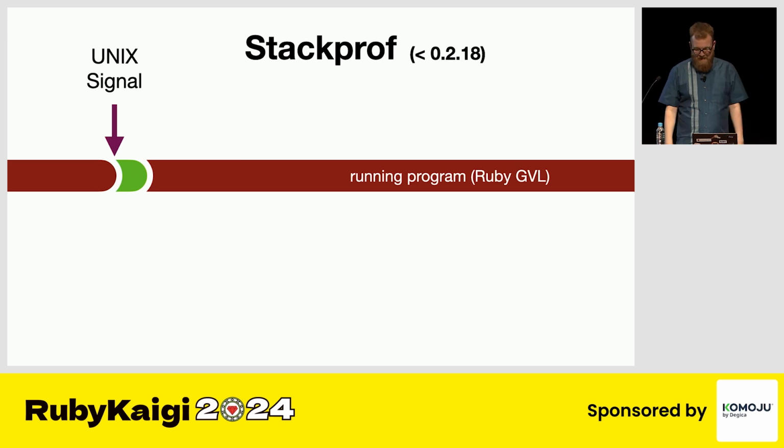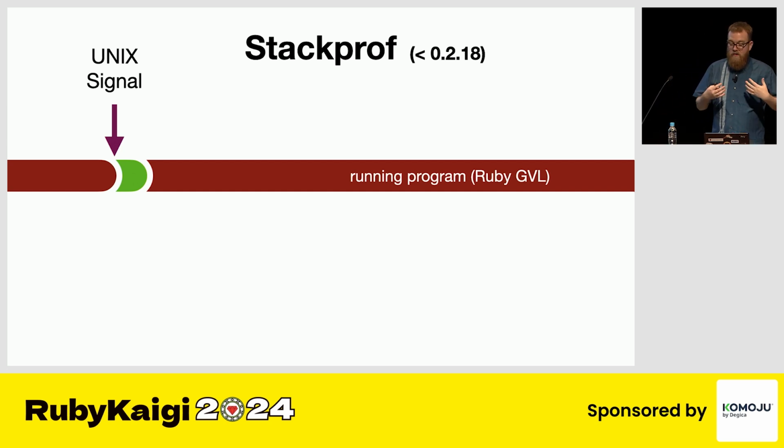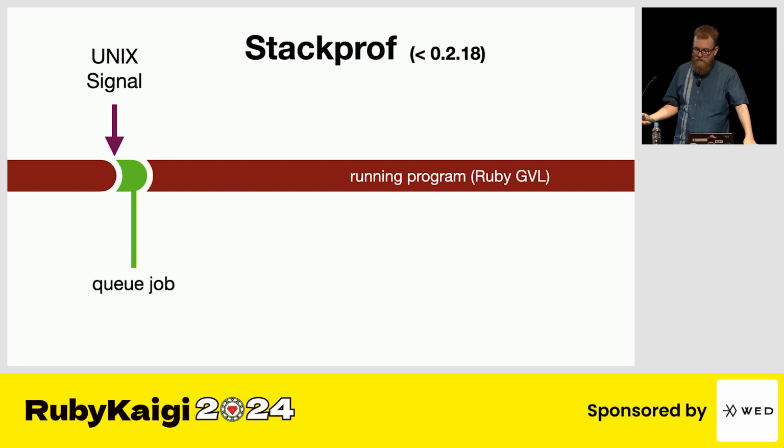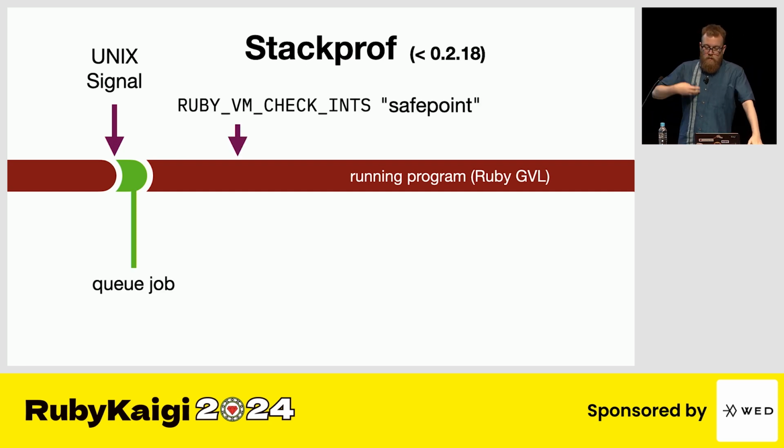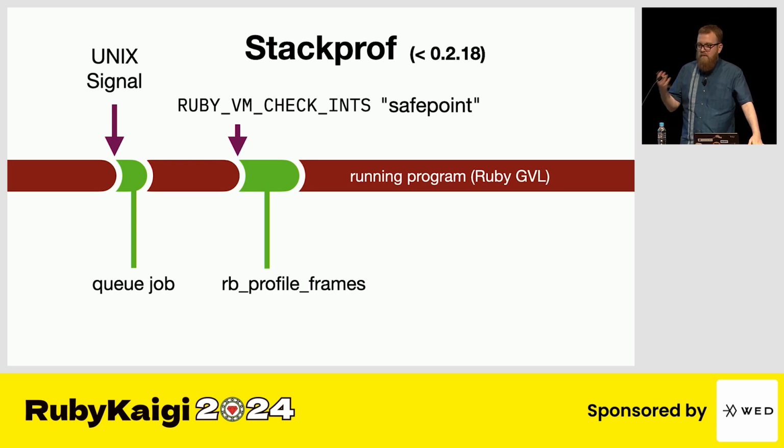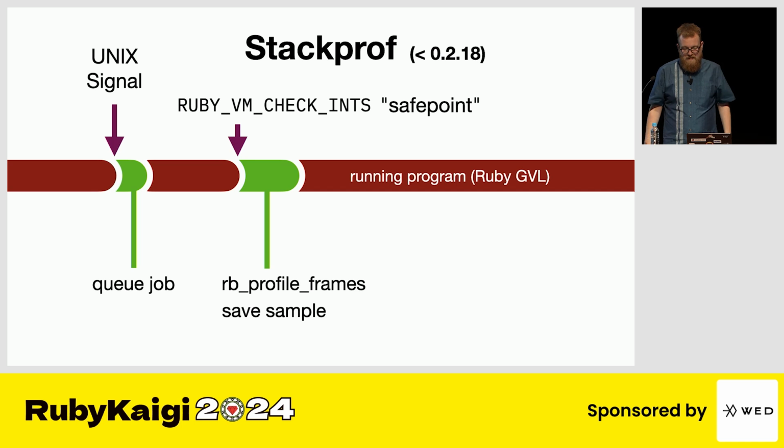so you're very limited. But Ruby provides a postpone job API that lets us ask the VM to run some of our code a little bit later, when the VM has reached a state where it's safe to allocate, safe to run extra code. So we queue up one of those jobs, and then at some point later, we hit the safe point by calling Ruby VM check ints, and then we run more of StackProf's code that will call rb_profile_frames to figure out the stack we're on, and then it will do some allocations to save that sample.